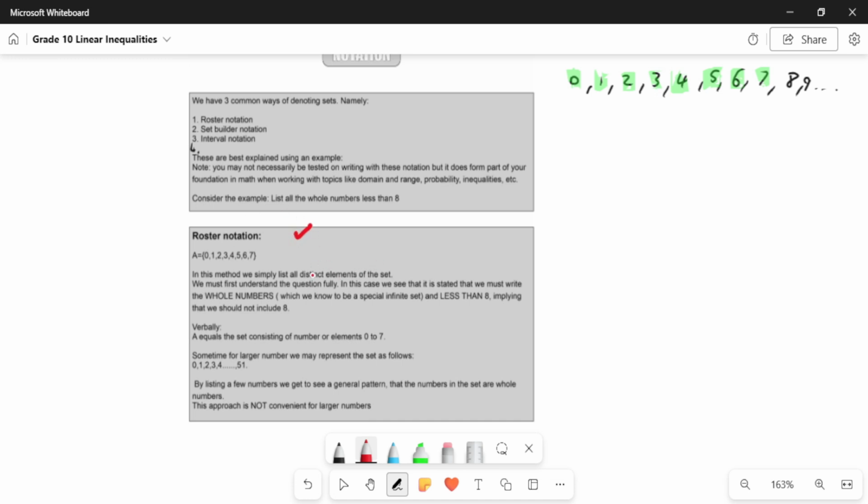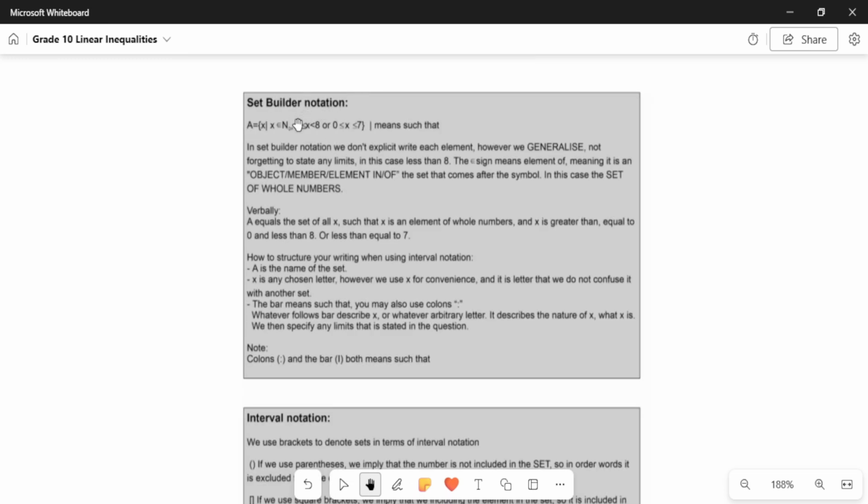So therefore, we use something else called set builder notation, which is our second way of representing sets. So let's move over to that part. Okay, so the next way that we can represent sets is by set builder notation. Sounds fancy, but it's a very simple idea. In set builder notation, we do not explicitly write each element, however we generalize, not forgetting to state any limits. In this case, less than 8.